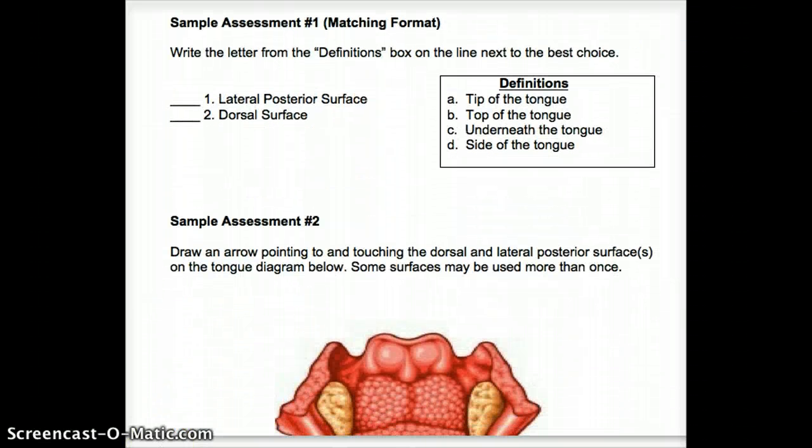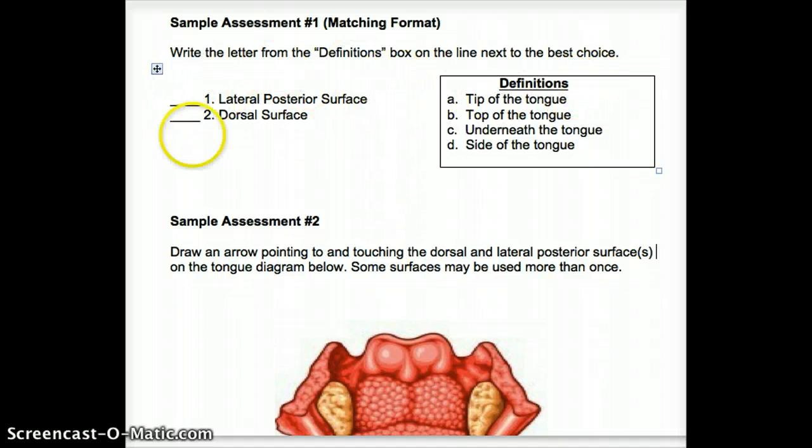In sample assessment 1, I have provided a matching format. I will expect my students to define these tongue surfaces simply by matching the terms to the definitions. So as you can see here in the left-hand column, I have provided the terms. And in the right-hand column, I have provided the definition box with possible answers.